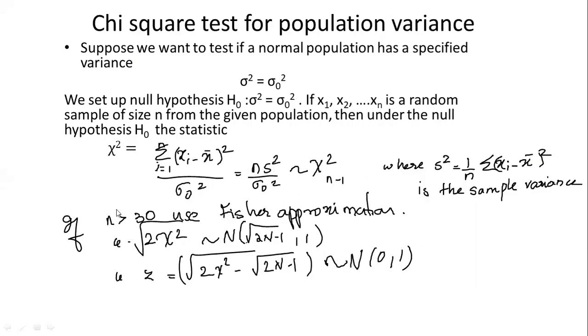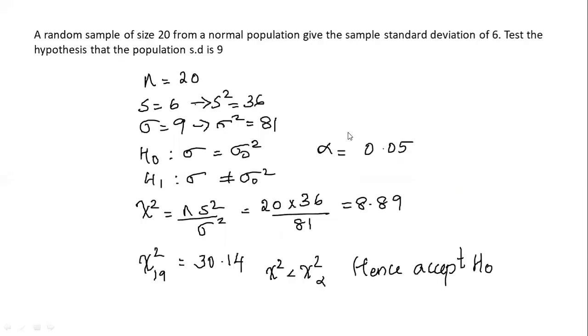And if n is greater than 30, you make use of a Fisher approximation, as square root of 2 chi-square follows a normal distribution with mean square root of 2n minus 1 and variance 1. You take the deviation of square root of 2 chi-square from square root of 2n minus 1, and it will follow a standard normal distribution. So this is the basic concept when you're testing the population variance.